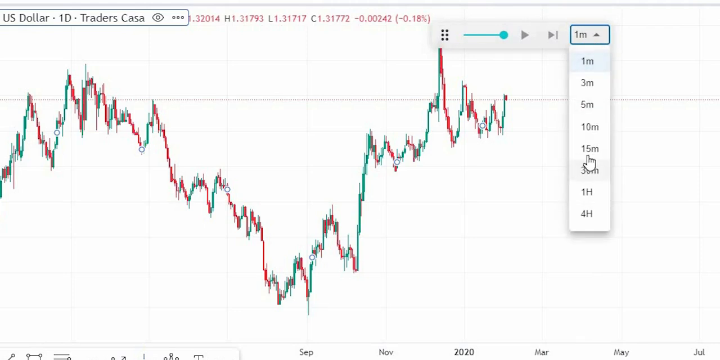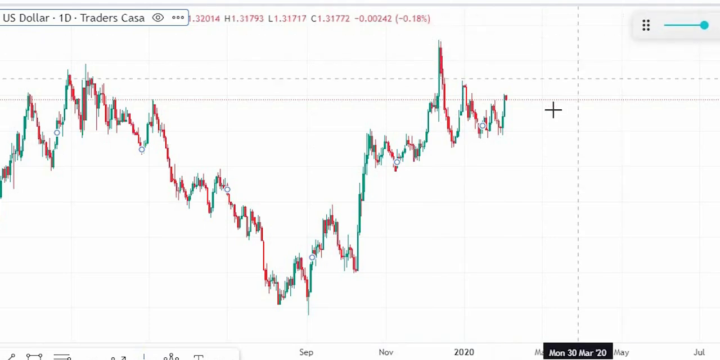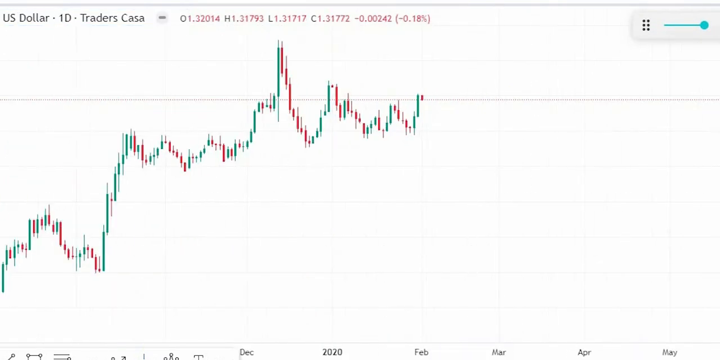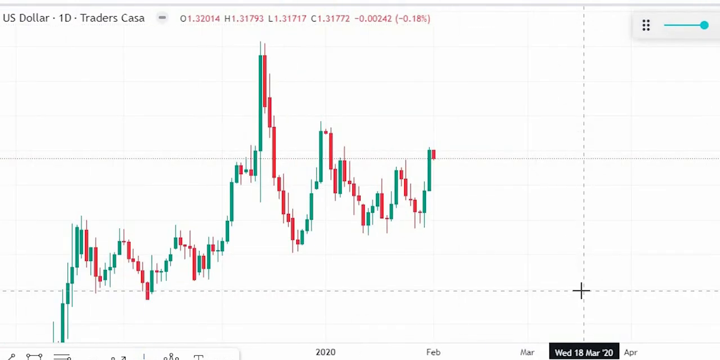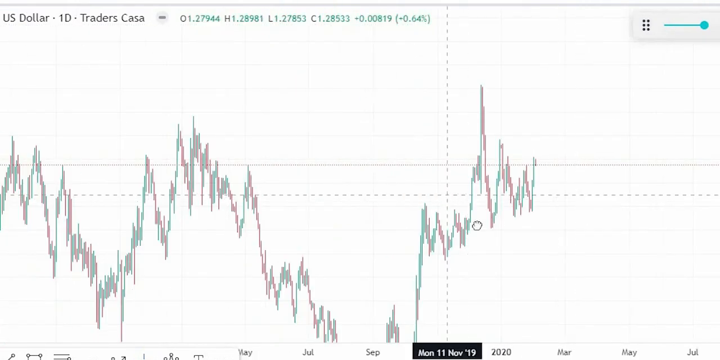Alright guys, with our explanation being made, I want us to break the analysis down. First thing to do on your daily time frame is to mark out your key level.